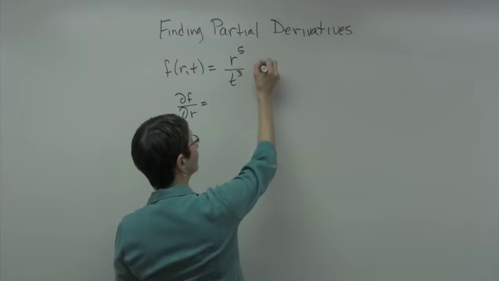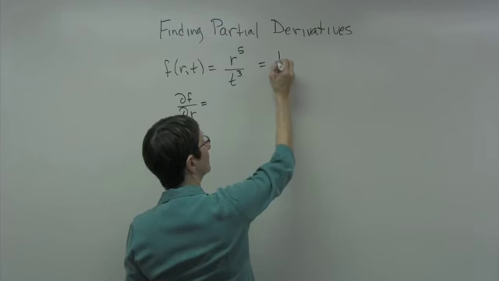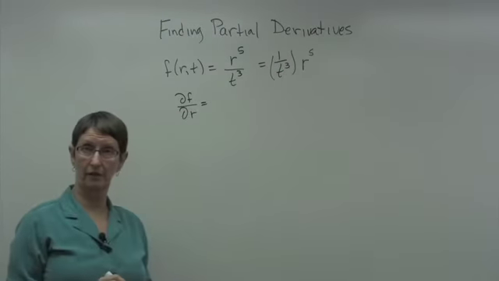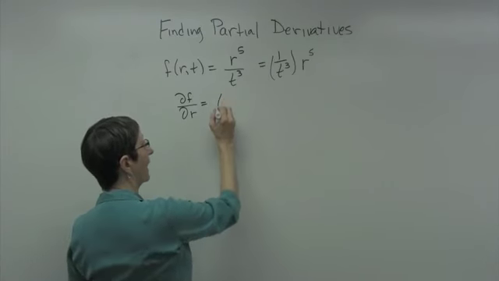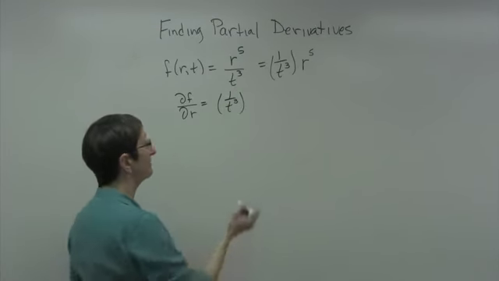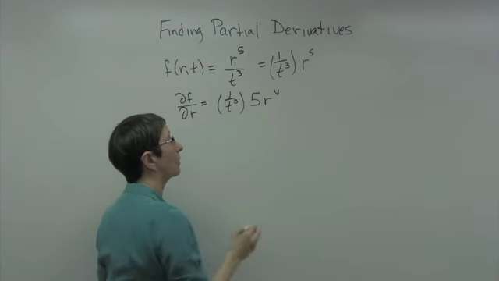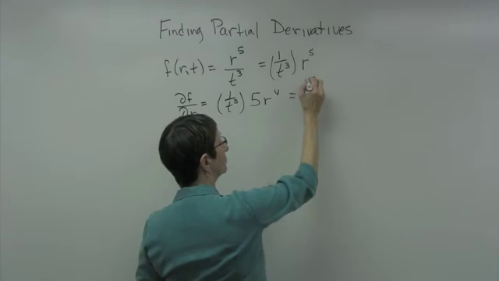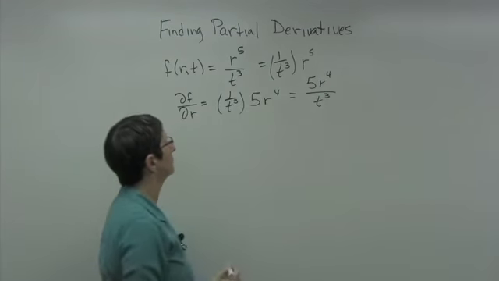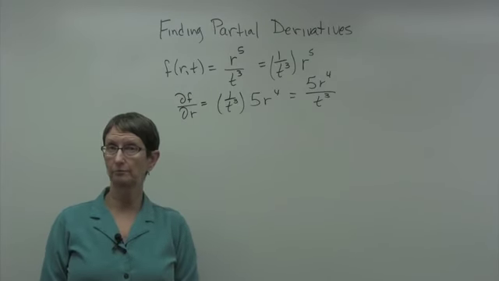I could think of this as moving the t cubed in front as a constant multiplier times r to the 5th. So if I do that, I keep the 1 over t cubed. The derivative of r to the 5th, 5 comes around front, times r, subtract 1, I get 4. So my derivative would be 5 r to the 4th over t to the 3rd. That would be the partial of f with respect to r.